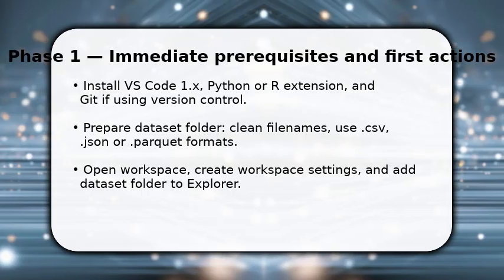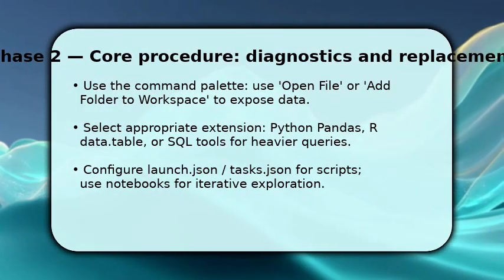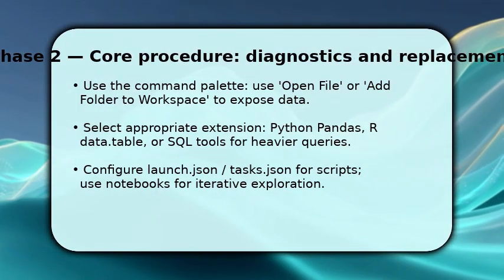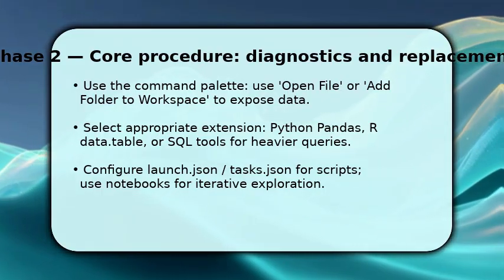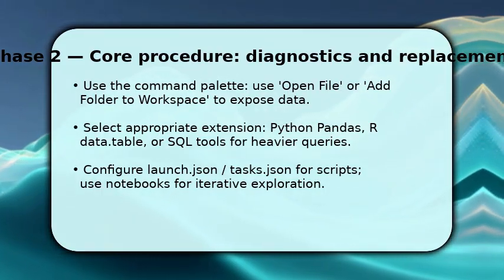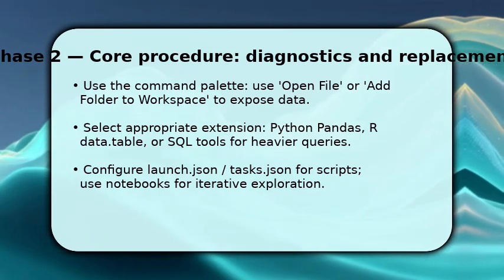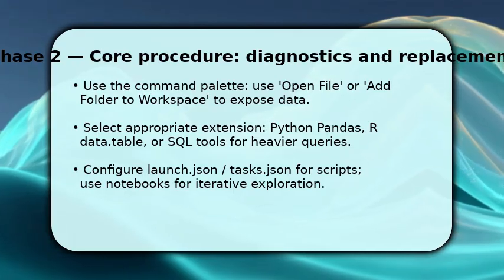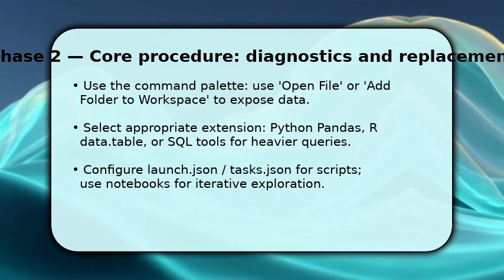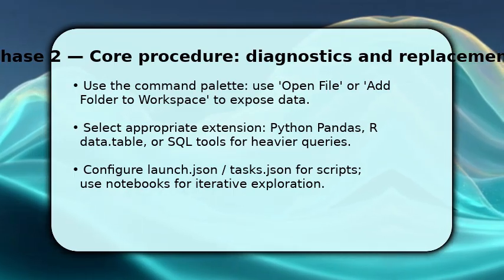Next, import and instrument your dataset inside VS Code. Use the command palette to open files or add the folder to your workspace so editor and extensions can access them. Then choose the right tooling: Python with pandas for quick transforms, R with data.table for statistical work, or SQL extensions for query-heavy datasets. Each approach optimizes speed versus convenience.